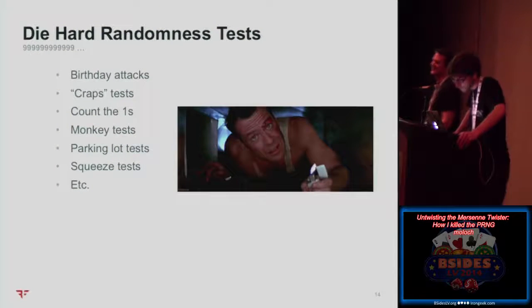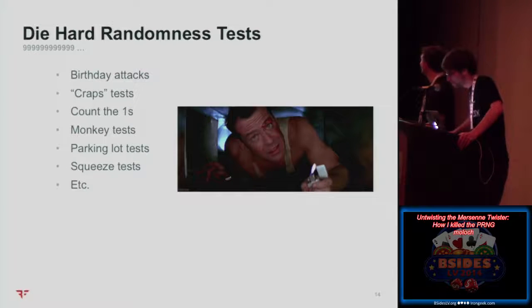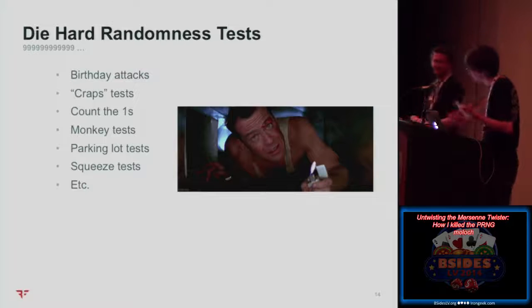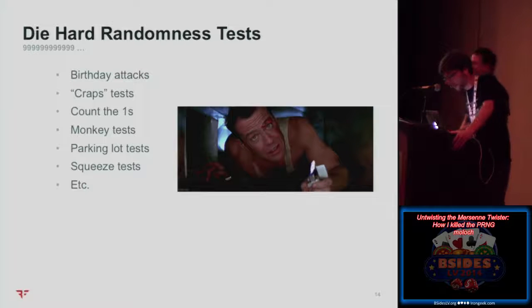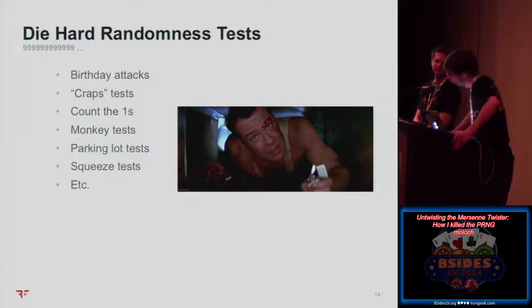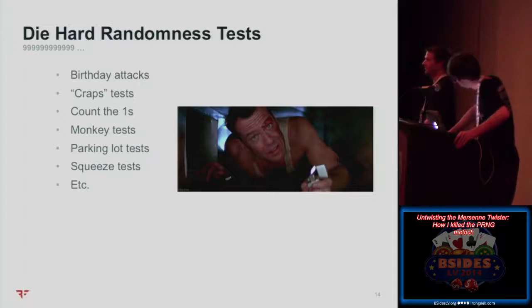So there's a bunch of different statistics that you run against these random number generators to see if their output resembles non-deterministic data. An example is birthday attacks. This test suite will look for collisions like that. The craps test, which is pretty cool considering we're in Vegas, basically simulates a bunch of games of craps, like 100,000 games, using the output of the random number generator, and then sees if the outcome follows a certain distribution.